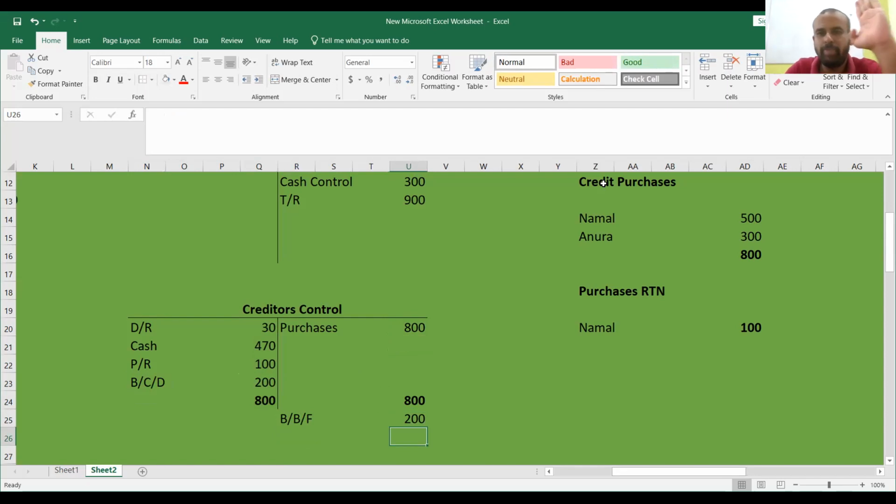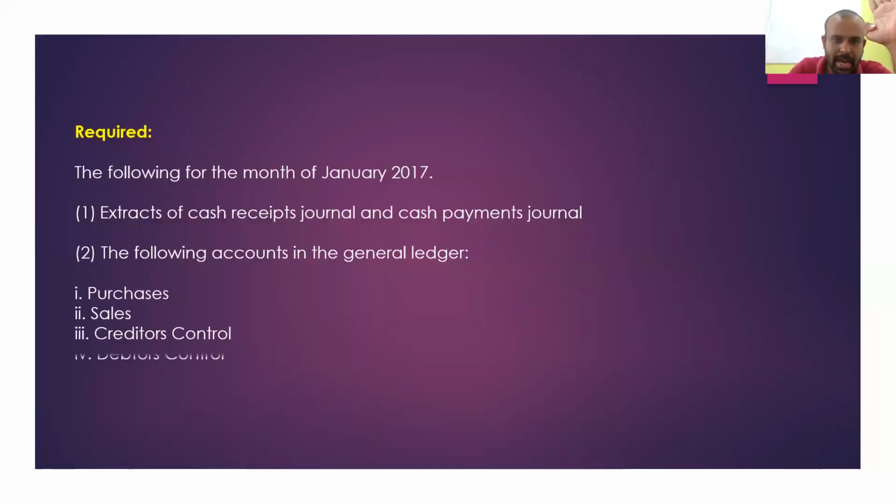What have we done so far? We prepared the receipts journal, we prepared the purchases journal, and prepared these 4 ledger accounts, making trade purchases account and the sales account in nominal account. You don't balance them on a monthly basis, you balance them annually, right? Therefore I didn't balance those, but the creditors control account and the debtors control account I balanced.